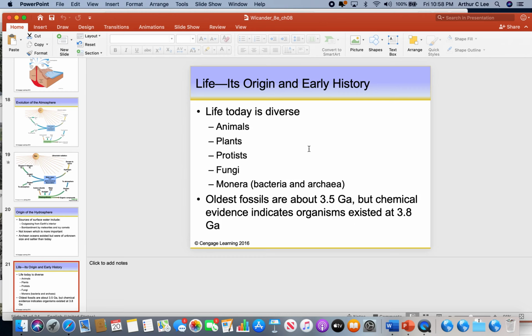So, we've got domain Eukarya, which includes kingdom Animalia. In English, it's animals. Kingdom Plantae. Kingdom Protista, in Latin, and in English, protists. Kingdom Fungi. Animalia, Plantae, Protista, and Fungi, with two I's in Latin. Those are the four kingdoms of domain Eukarya.